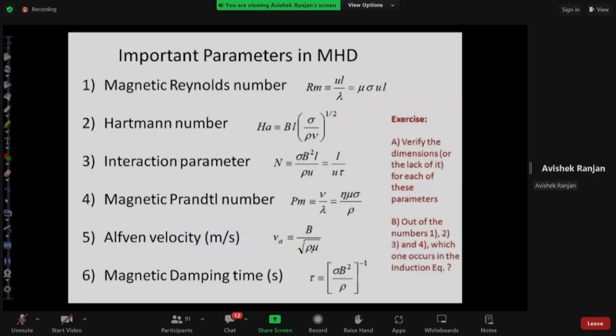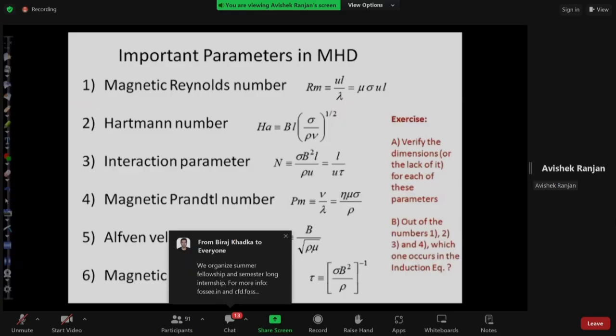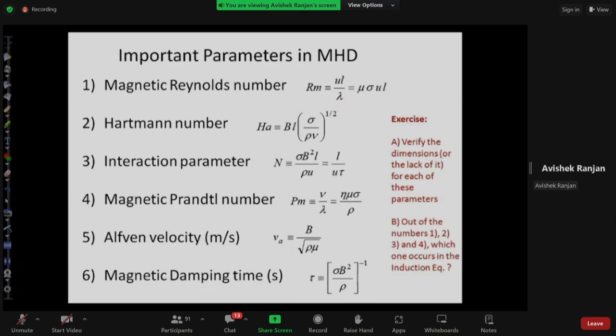Important parameters in MHD. The magnetic Reynolds number is the ratio of the advection of magnetic field to the diffusion of magnetic field. So that comes out to be UL by lambda. This is one of the most important parameters. The second most important parameter is the Hartmann number. It's basically the square root of the ratio of the Lorentz force to the viscous force. So those are the terms in the Navier-Stokes equation which are involved here, whereas in the first case it was the terms in the induction equation which gave me this magnetic Reynolds number ratio.